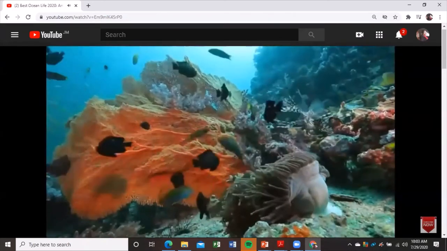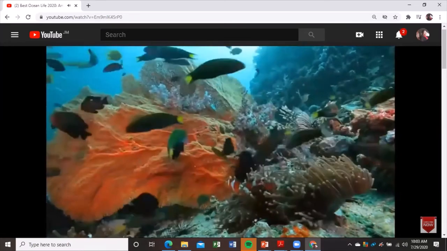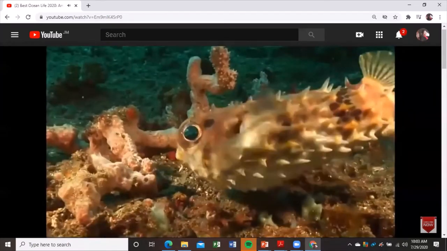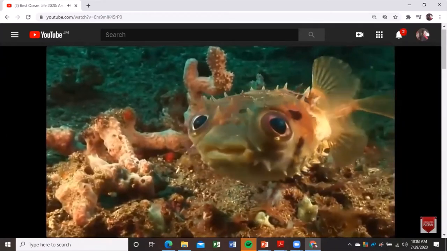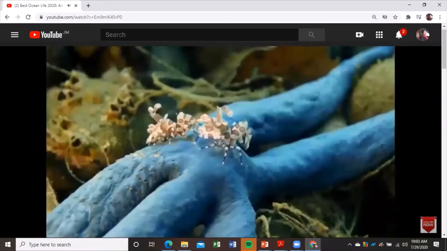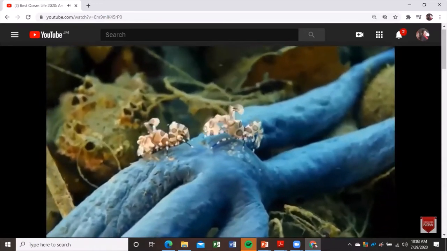You can see the fish right there. Even this little porcupine fish bleats around. It creates this sound with its swim bladder. Two small harlequin shrimps are nibbling on this blue sea star.